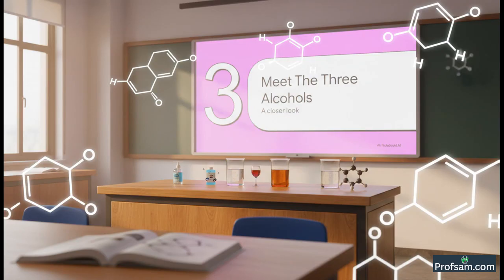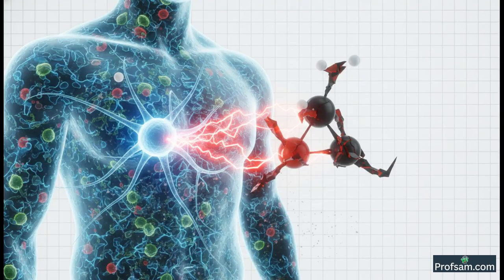Okay, so now that we have the main idea, let's get to know each of our three family members a little better. We'll look at the individual story of each one to really understand its unique character. First, let's picture the story of methanol. Imagine this very small, simple molecule. But the moment it enters the human body, it transforms into a villain. Our body's enzymes break it down into formaldehyde, a very dangerous poison that directly attacks our nervous system.